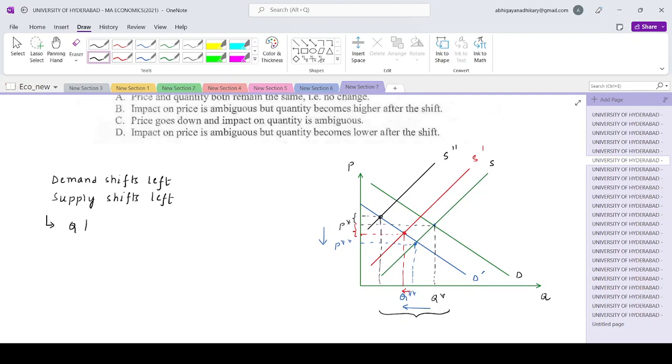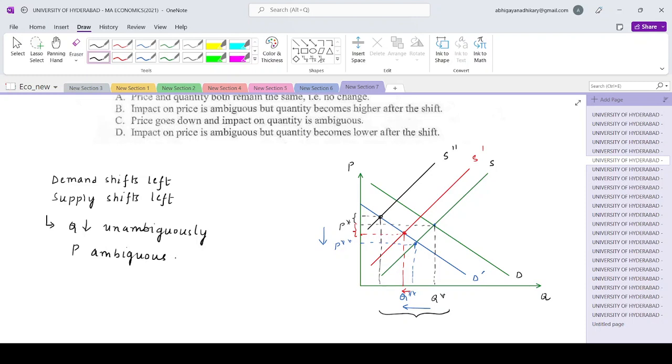So Q will fall unambiguously, because the leftward shift of both the demand and the supply are exerting a downward force on Q. You can see that after the fall in demand, when the supply also started to fall, the optimal quantity started falling further. So unambiguously, it will fall. But price is ambiguous because it depends upon the relative extent of shift between demand and supply.